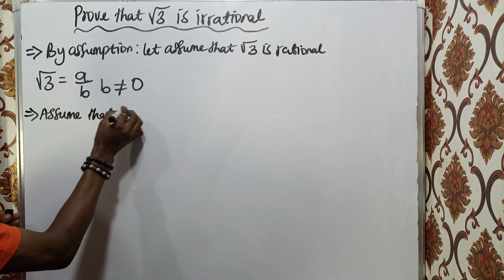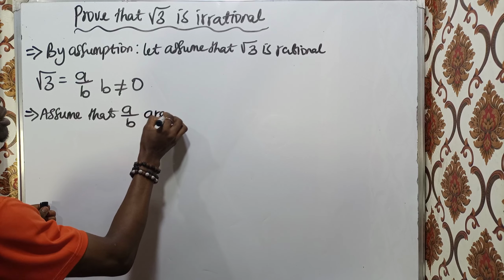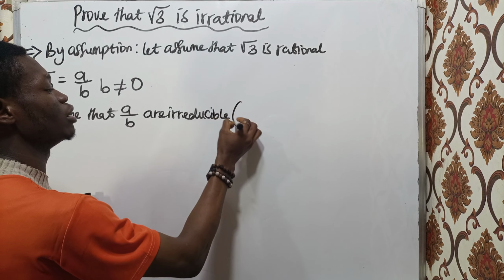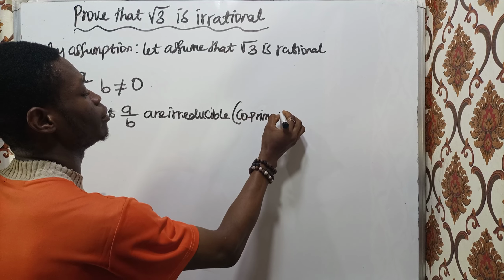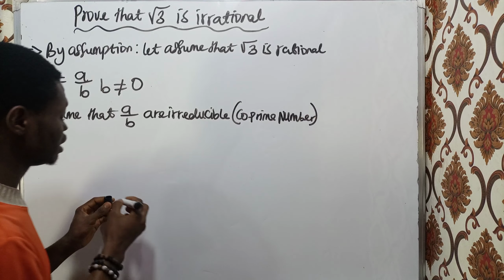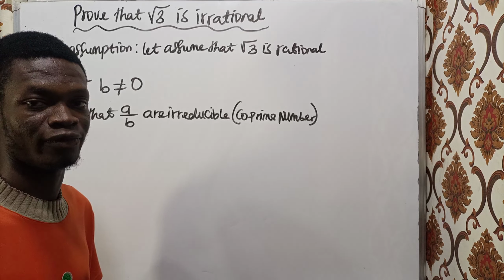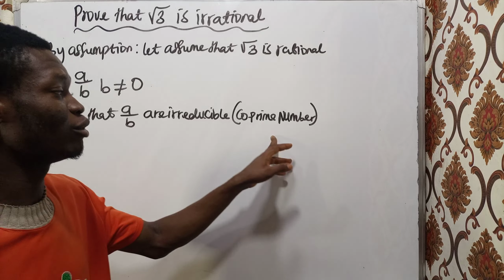Now, second assumption, we are going to assume that A over B are irreducible, or rather coprime numbers. So what does irreducible mean? It means that they are in their lowest form, you understand? Or lowest term.